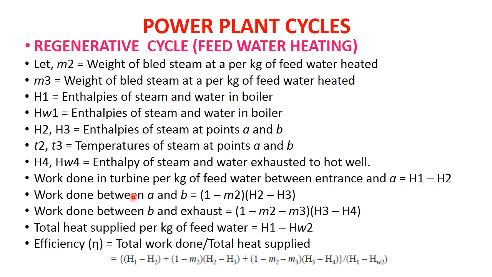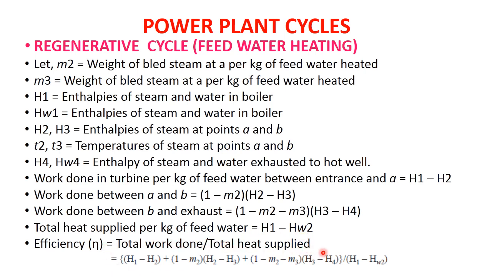Work done in the turbine per kg of feed water between the entrance and A is given as H1 minus H2. Work done between points A and B is (1 minus M2)(H2 minus H3). Work done between B and exhaust is (1 minus M2 minus M3)(H3 minus H4).